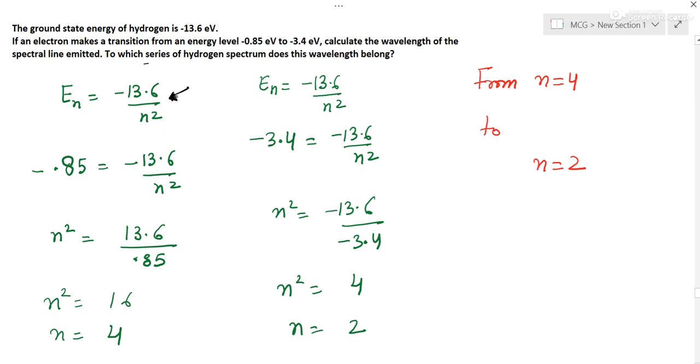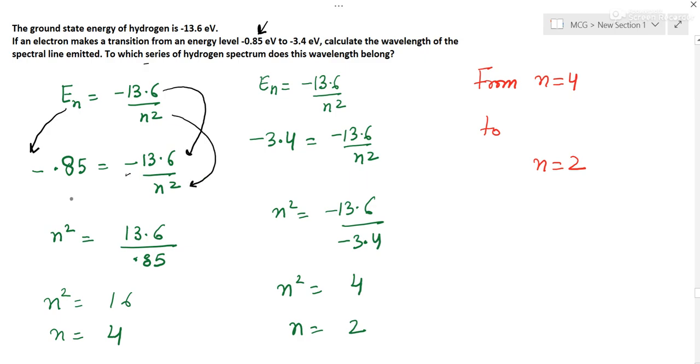Is this for hydrogen? This is for hydrogen. And it is in electron volt, strictly in electron volt. So first, the energy is given as 0.85. Keep it here in place of this. The minus 13.6 remains as it is and n square remains as it is, right?